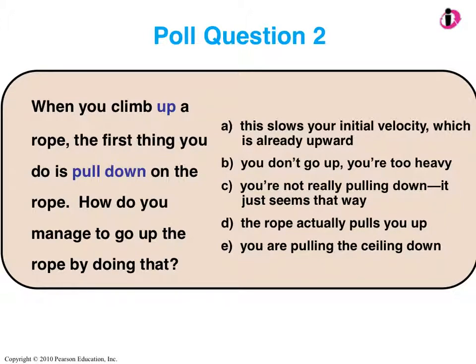You all have seen people climbing rope, right? You may not have done it. I've never done it in my life. But if you see someone climbing the rope, you can ask: when you climb up a rope, the first thing you do is pull down, right? Now, how do you manage to go up the rope by doing this? Why is it that by pulling down, you go up?